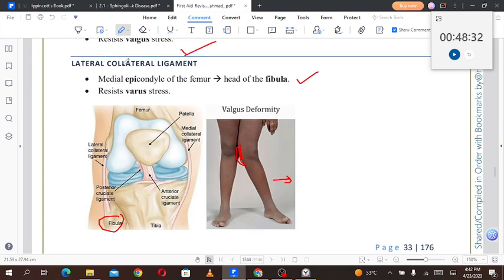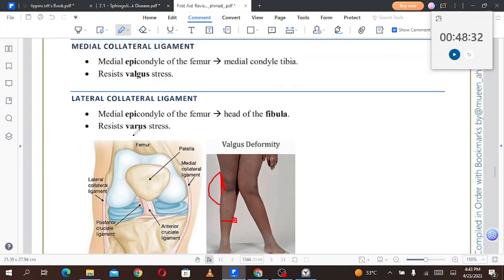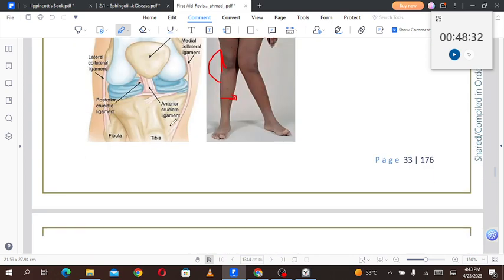Then the lateral collateral ligament will resist the varus stress, by the same analogy. This is the lateral collateral ligament over here. Whenever the lower leg tries to adduct, this will be stretched and will not allow the adduction. If this is lax or absent, the lower leg can be adducted, and that deformity is called varus deformity of the lower legs.